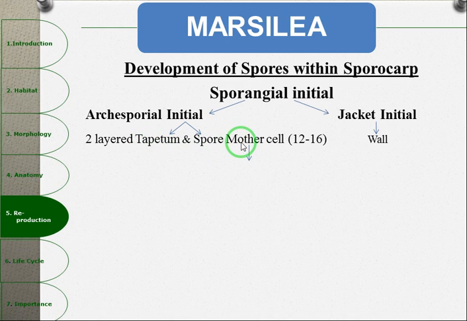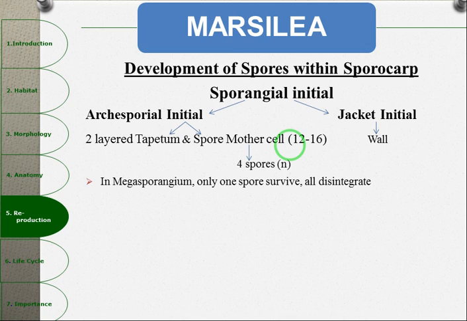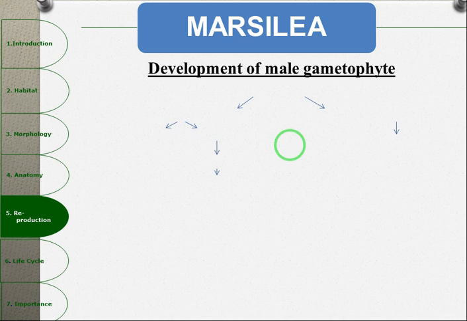Spore mother cells might be 12 to 16 in number. These spore mother cells, with the help of meiosis, give rise to 4 spores. Each mother cell gives rise to 4 spores, so there are up to 16 times 4, that is 64 spores. In the megasporangium, only one spore survives while all others disintegrate. But in the case of microspores, all of them, up to 64 in number, develop and produce male sperms. How does the development of the male gametophyte from the microspores occur?